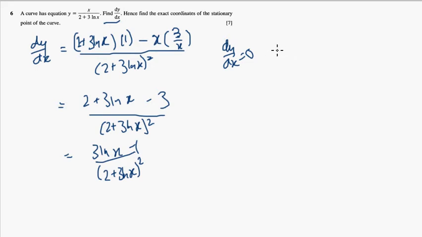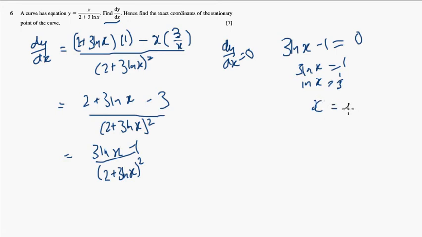Anyway, what we need to do to find dy by dx equals 0 is look at when the numerator equals 0. So this is when 3 ln x minus 1 equals 0. Clearly 3 ln x equals 1, and so ln x is a third. So all we need to do now to work out what x is, is un-ln it. Ln is the opposite of e to the x, so we just do e to the power of a third.